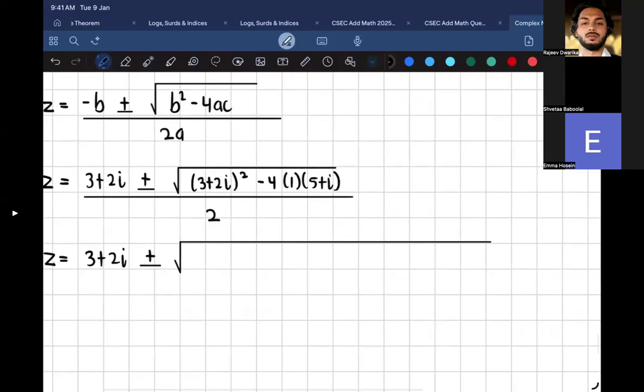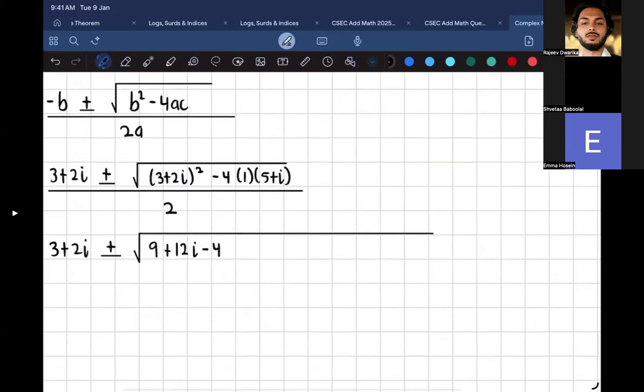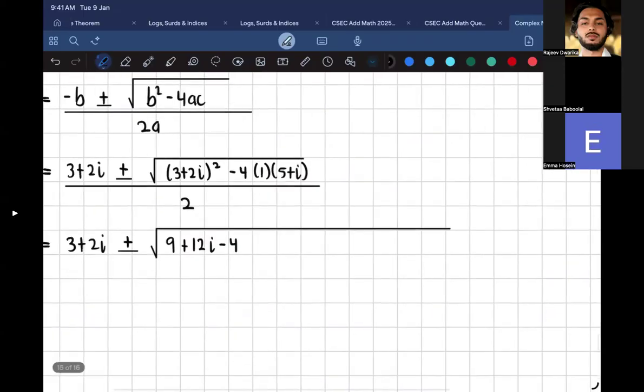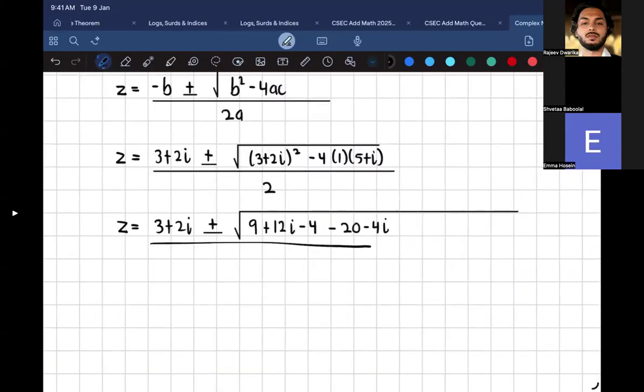And so 3 plus 2i squared, if I square that, that's going to be 9 plus 12i minus 4. You got that? Yes. Then minus 20 minus 4i, all over 2.